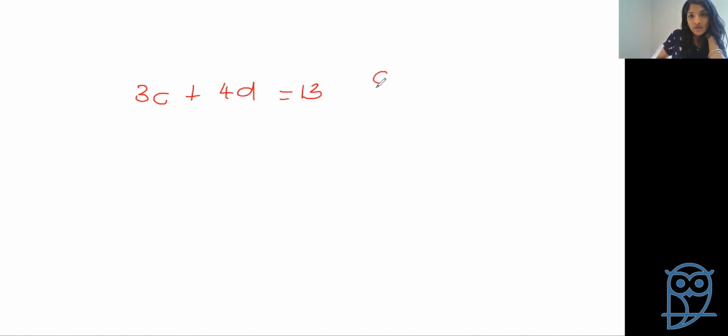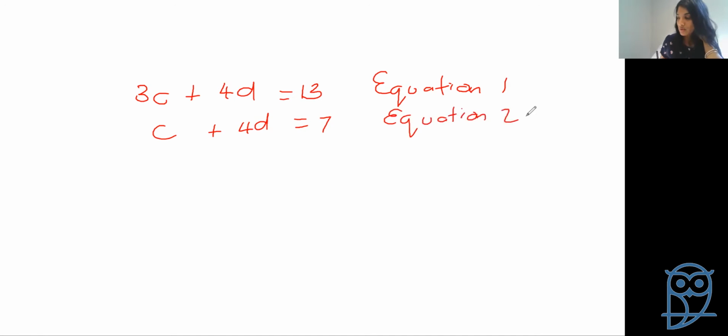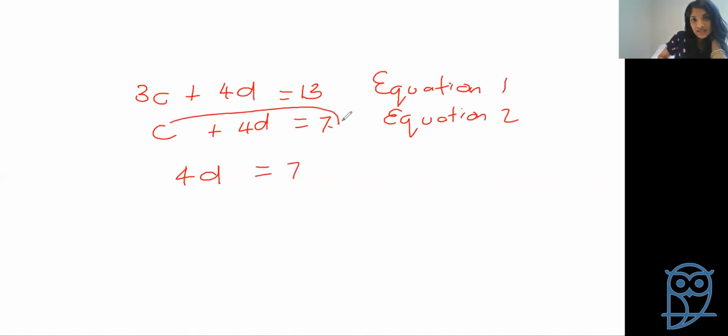Let's do number 2 on that one. It says 3c plus 4d is equal to 13, and we're going to call this equation 1. And c plus 4d is equal to 7, and we're going to call that equation 2. Starting first with equation 2, we can say 4d is equal to 7 minus c. Okay, this is equation 2.